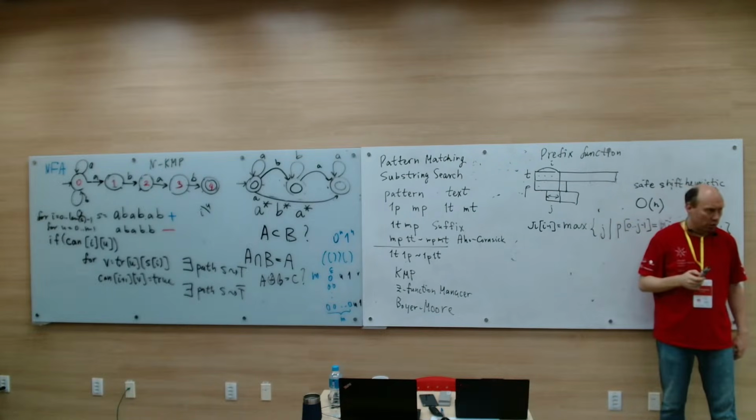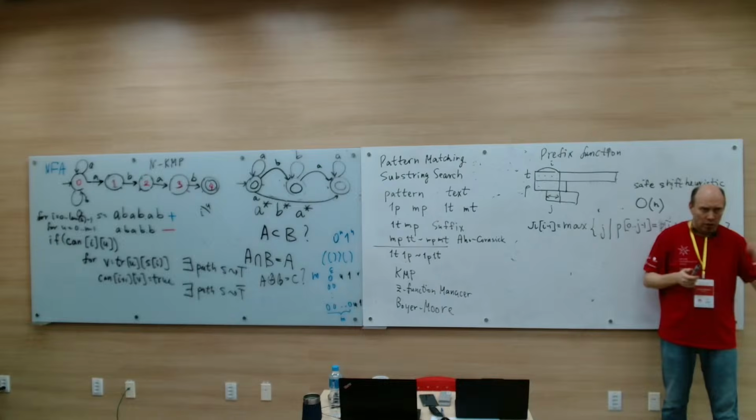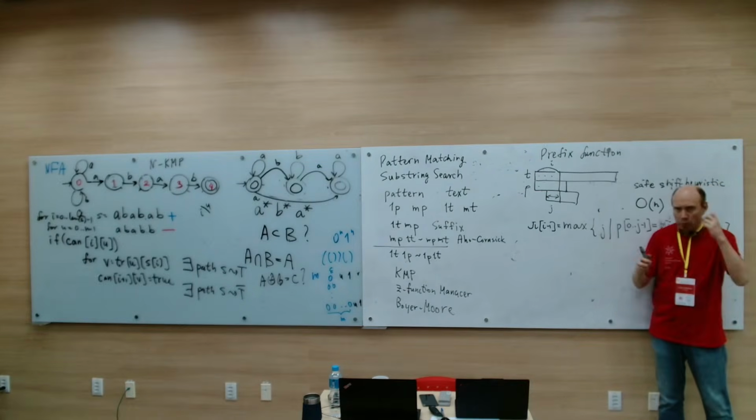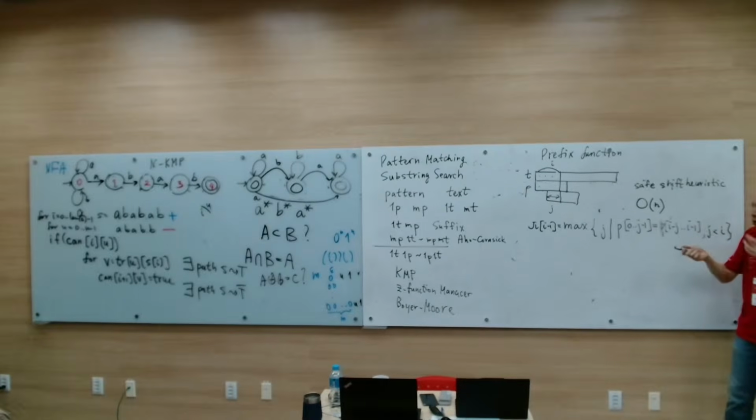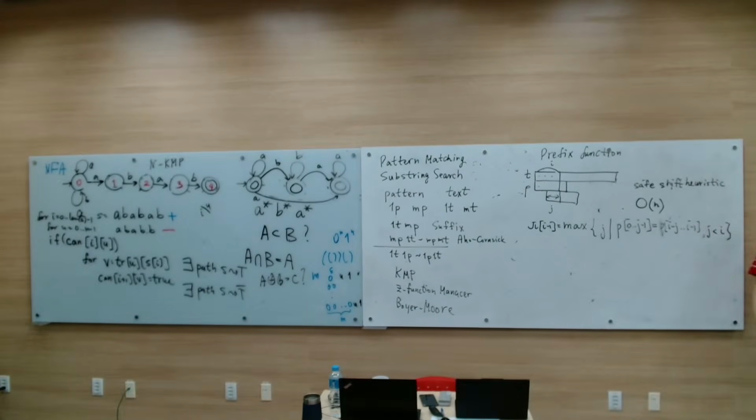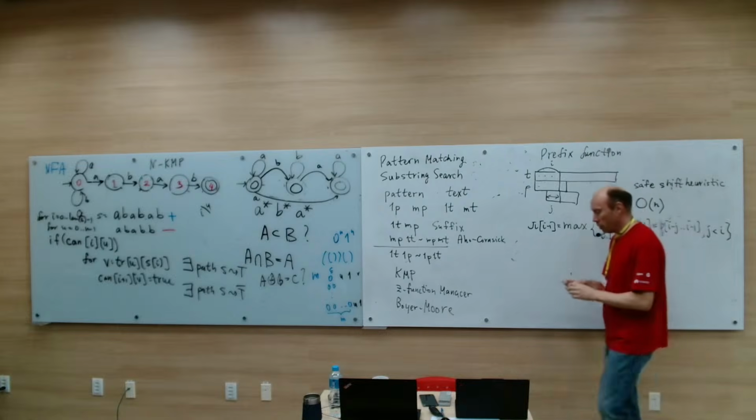your pattern to the right. So both of these can only occur n times. But how do we know the prefix function? How can we learn the prefix function? How can we find this maximum?